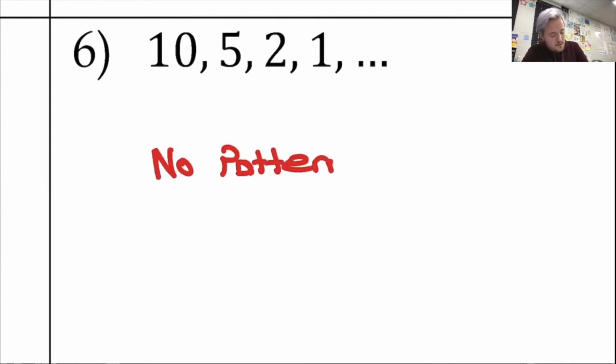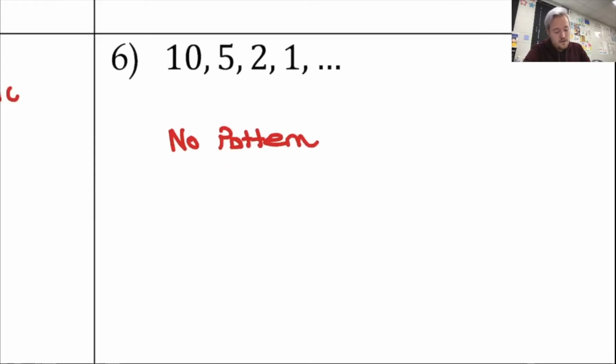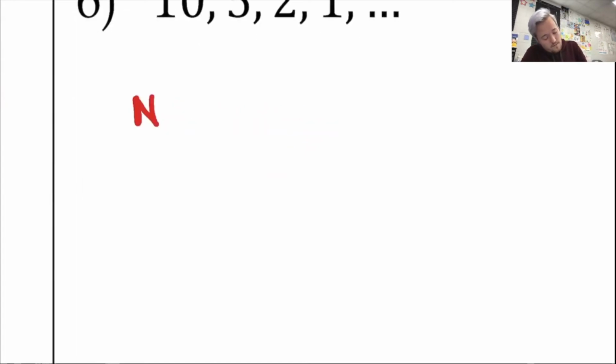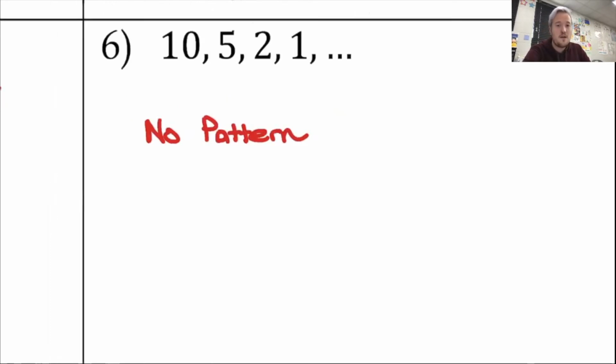So confused. Why? So because there's no pattern, there's no sequence, there's no formulas that we can write, so it's just no pattern. That's terrible. We can do better than that. Wow, still terrible. It's fine.